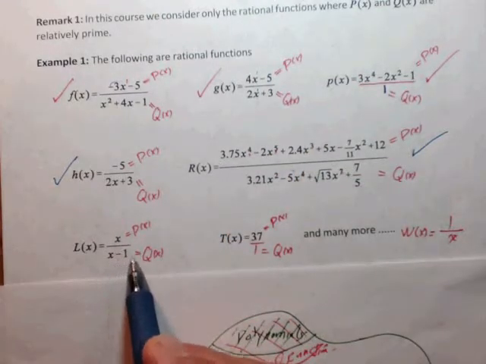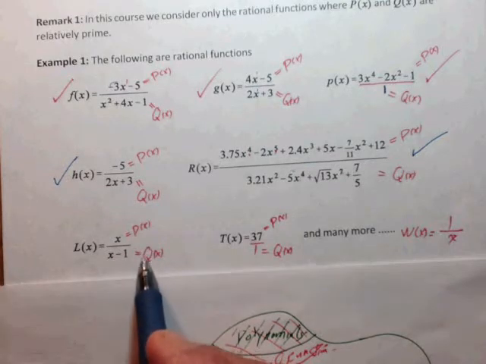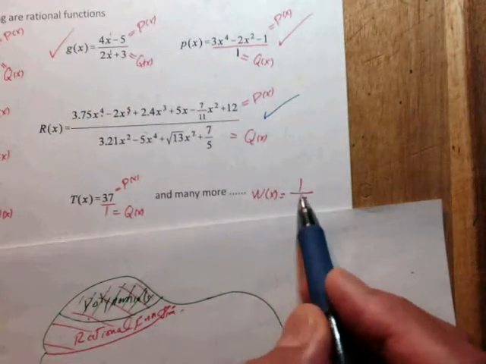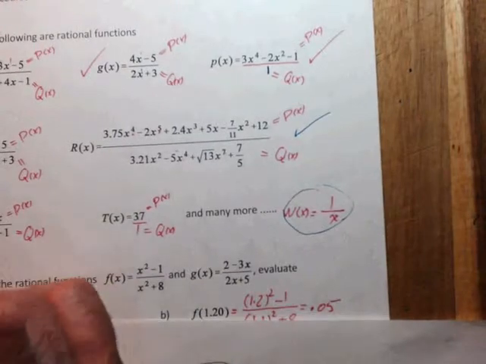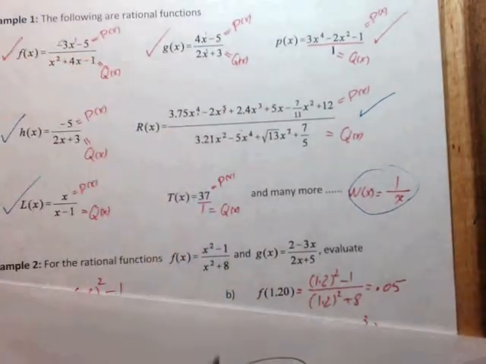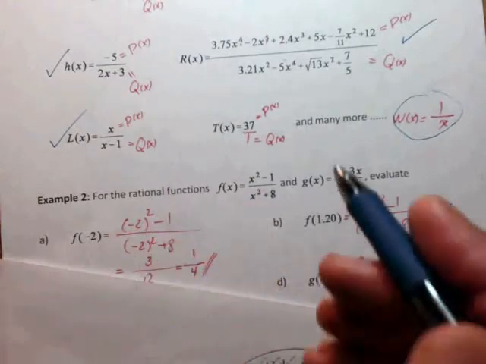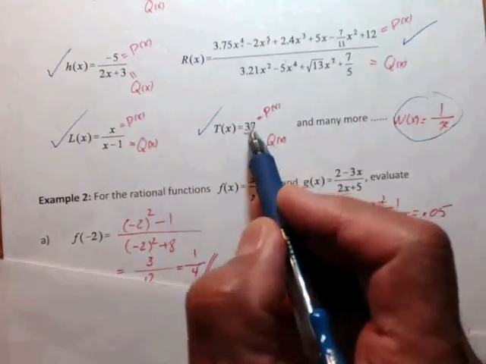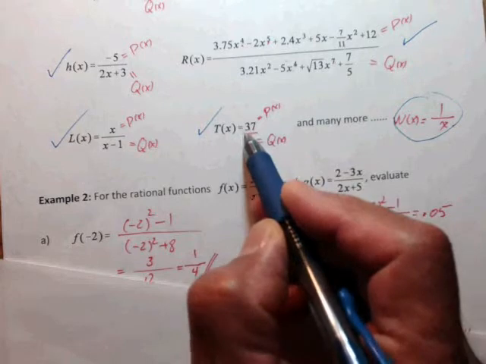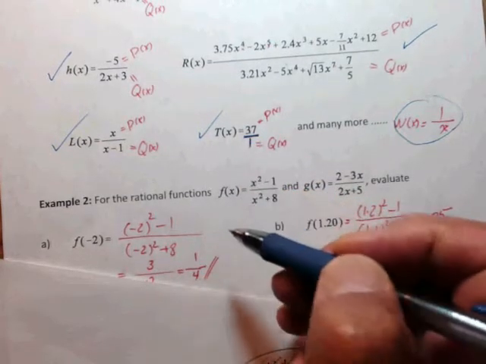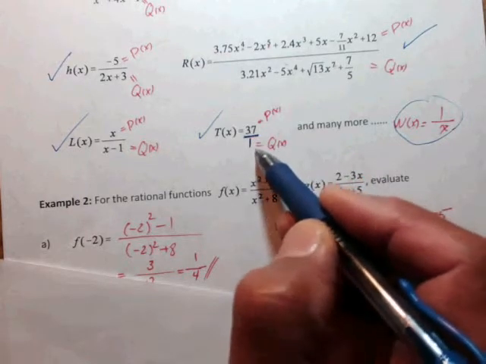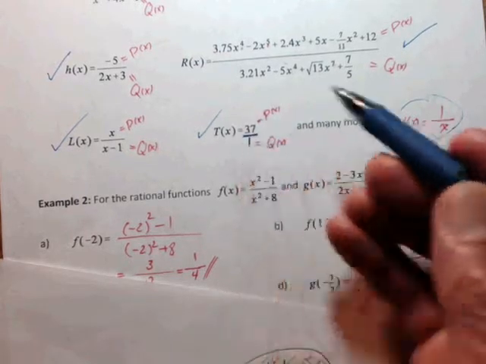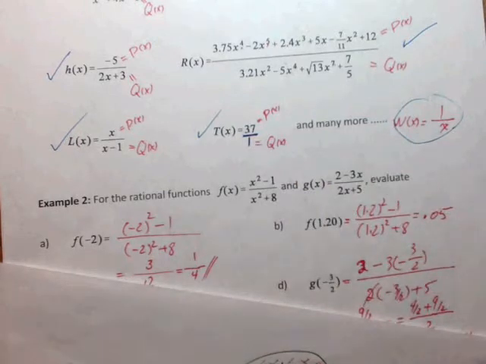This one is much simpler than the previous one. x over x minus 1, p is x, q is x minus 1. If I write another one right here, 1 over x, this is even simpler. So this is a rational function. It's a number, 37, so I can write 37 over 1. So p of x is 37, q of x is 1, so this is a rational function, and this is a rational function.